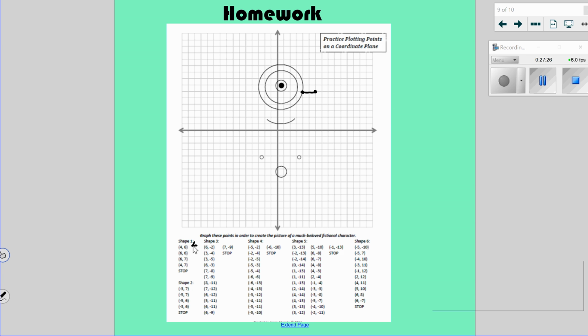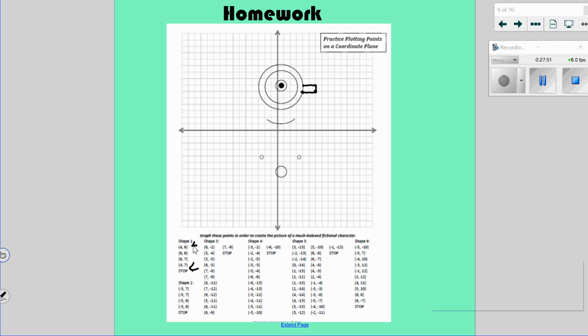So yeah, it's kind of like connecting the dots. Okay? I'm going to keep doing that. So then my next one is 6, 7. I draw that one. Then I go to 4, 7. I connect those dots. Then you'll see that word stop. Once I stop, I'm going to restart my next piece of the drawing. Make sense?